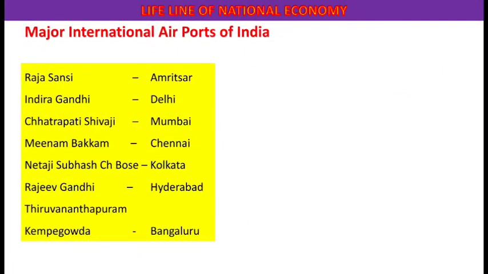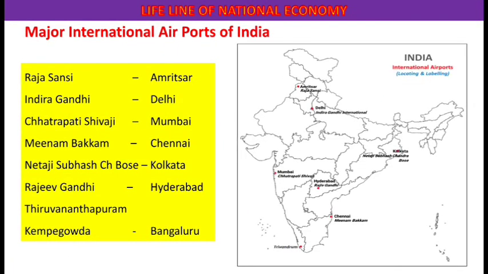Major international airports of India. This is the India map where the major international airports are located. These are the names and the cities: Raja Sansi International Airport in Amritsar, Indira Gandhi in Delhi, Chhatrapati Shivaji in Mumbai, Meenambakkam in Chennai, Netaji Subhas Chandra Bose in Kolkata, Rajiv Gandhi International Airport in Hyderabad, Thiruvananthapuram, Kempegowda in Bangalore.